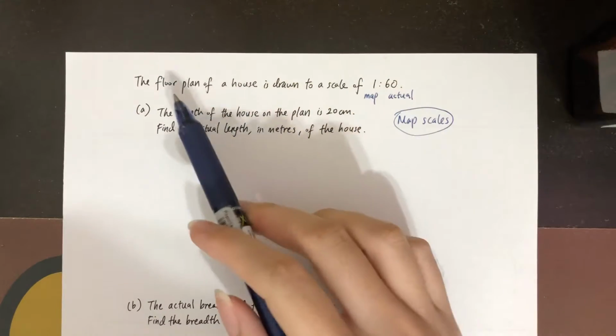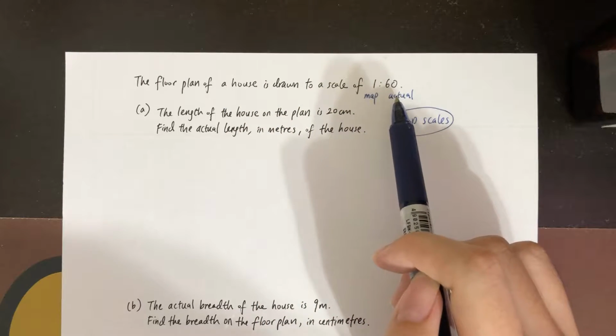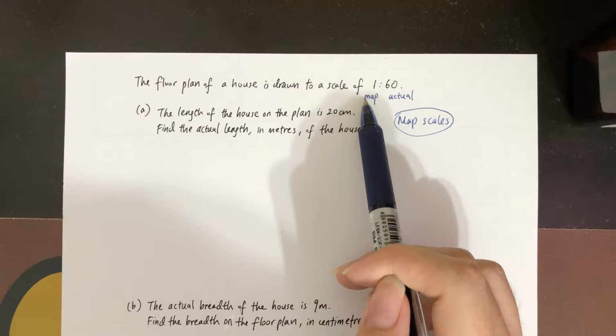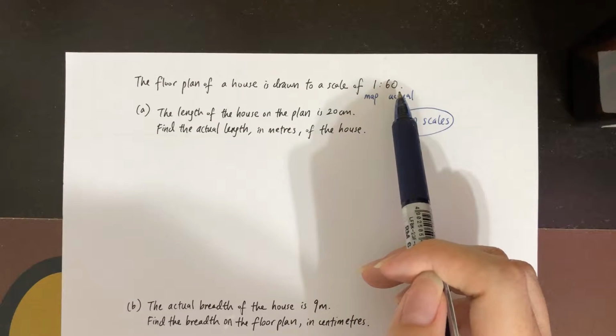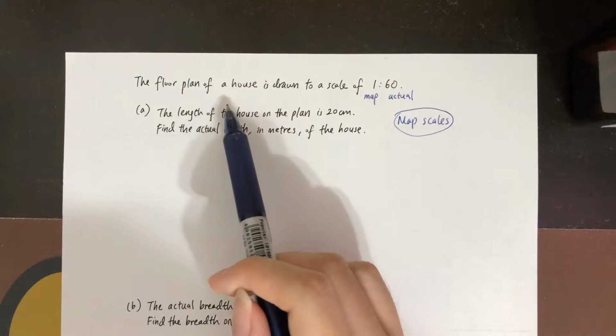So when it says that the floor plan of a house is drawn to a scale of 1:60, it means that on the map 1 cm is actually 60 cm in real life, in terms of the measurements of this house.